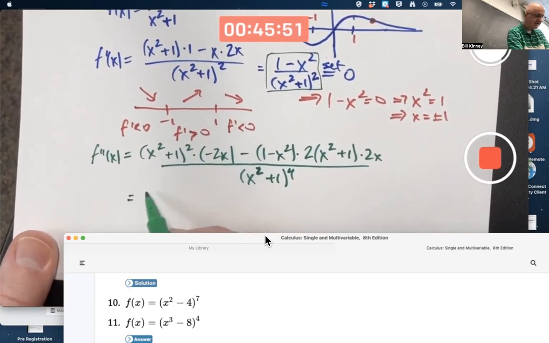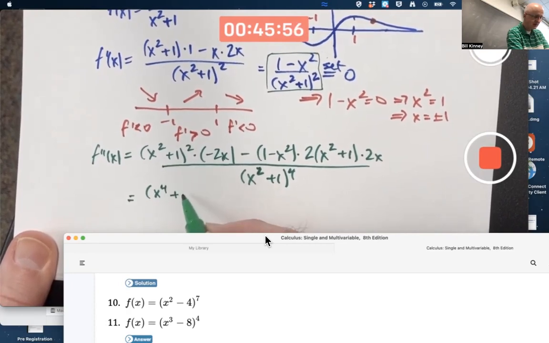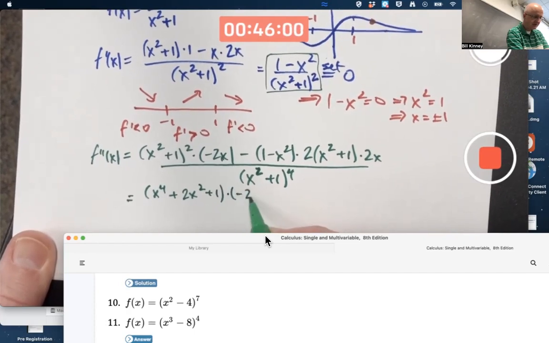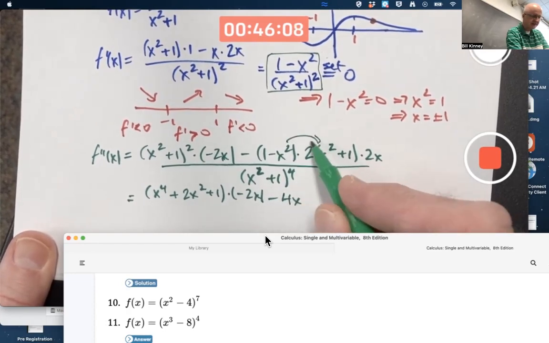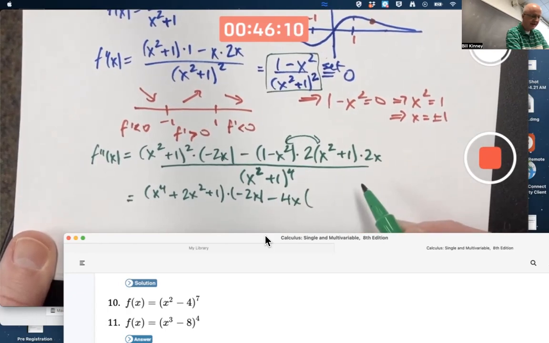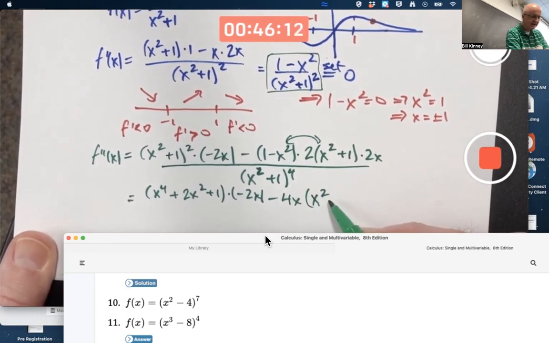Simplify. Sometimes you just got to do it. So I'm going to square x squared plus 1 and get this. Before I multiply by -2x, I will also multiply things here. I'll multiply the 2 and the 2x to get 4x. And then I'll multiply these two things, foiling in my head. Looks like if I didn't make a mistake, I'll get that.